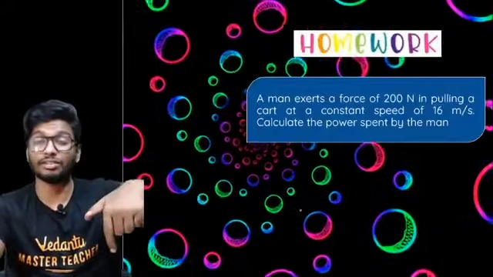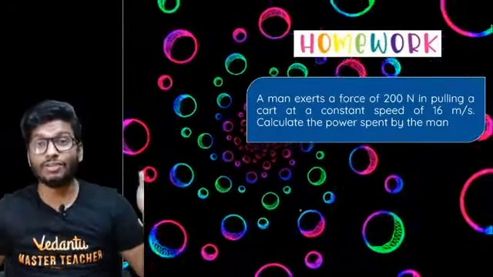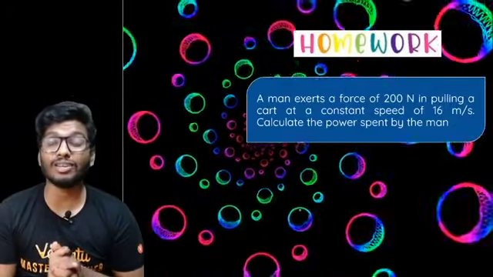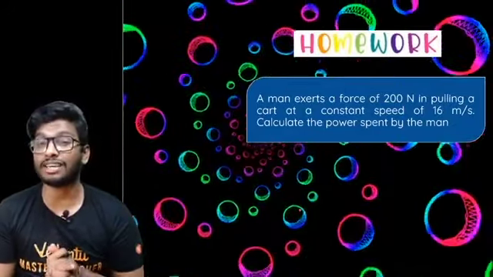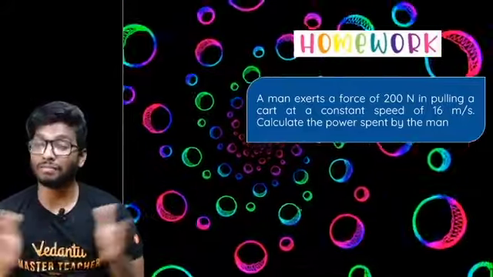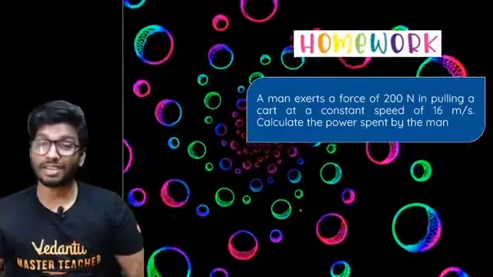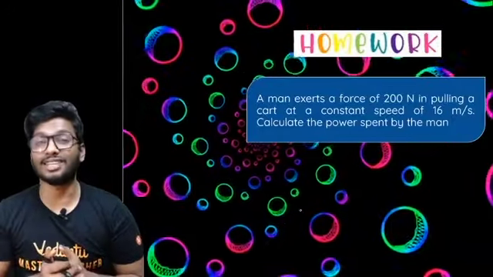Again, guys, I want you to write down the answers in the comment section below. As always, this is the homework for today. A man exerts a force of 200 Newton in pulling a cart at a constant speed of 16 meter per second. Calculate the power spent by the man. You know the formula. Power is equal to force into velocity. Calculate it. Let me know what is the answer in the comment section below.